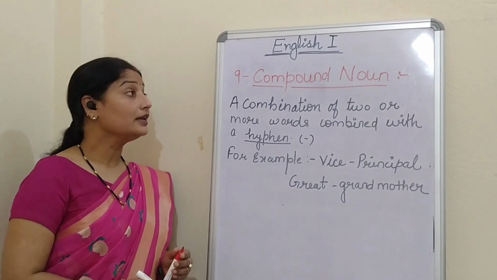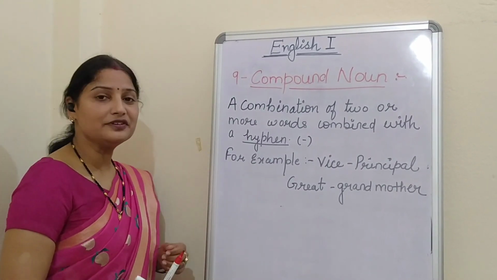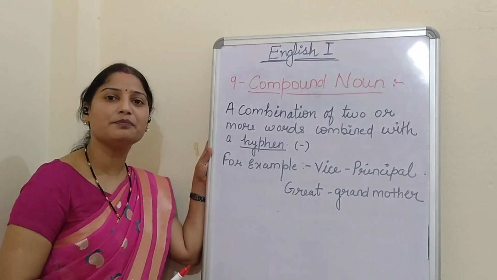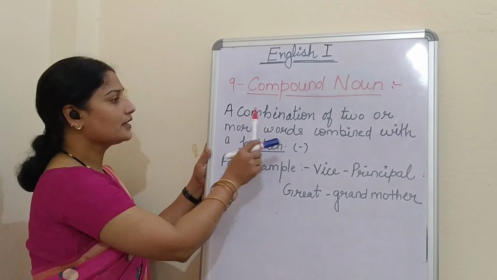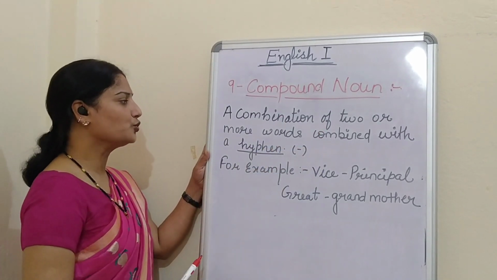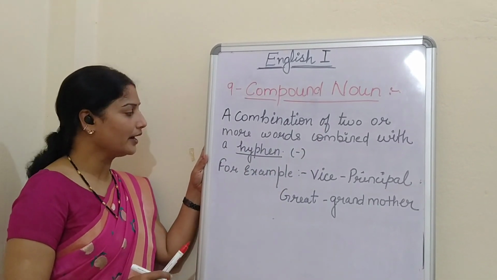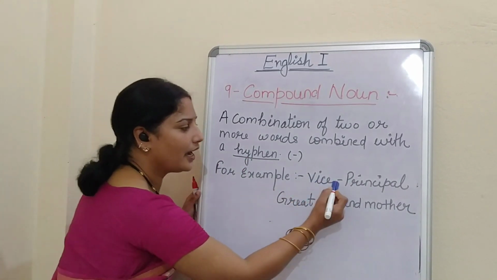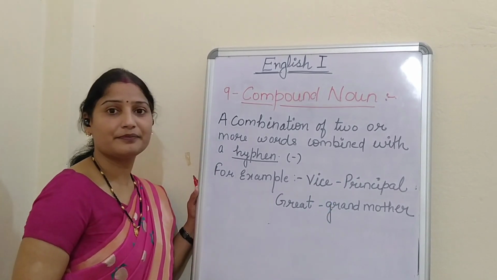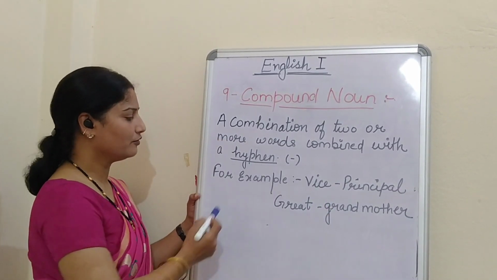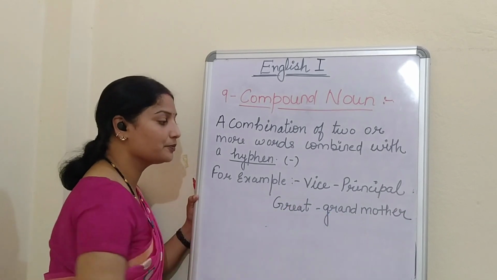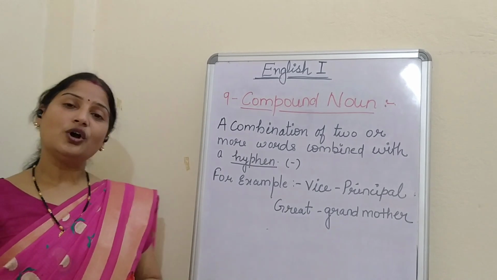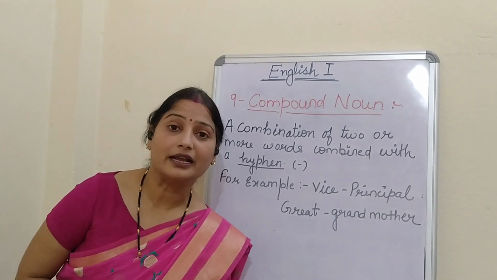So all these are examples of abstract noun. Now children, the last kind of noun is compound noun. The definition of compound noun is that it is a combination of two or more words combined with a hyphen. A word in which a hyphen comes in between, that is a compound noun. For example, vice-principal, great-grandmother. This is all about the noun and its kinds.